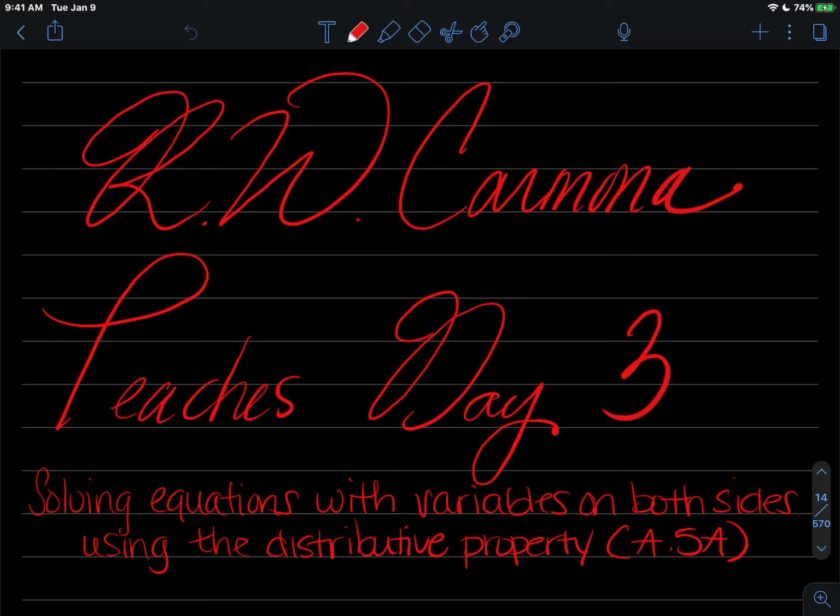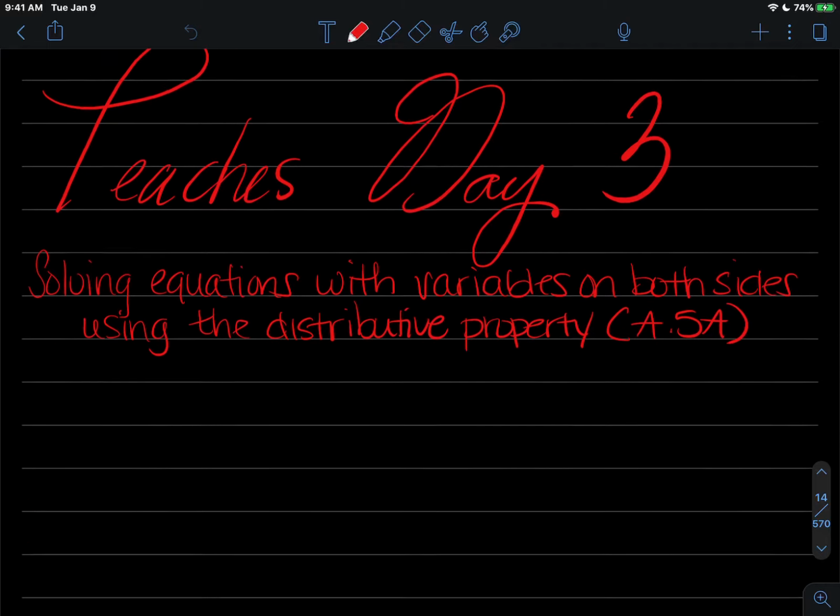Algebra I, Day 3, solving equations with variables on both sides using the distributive property.